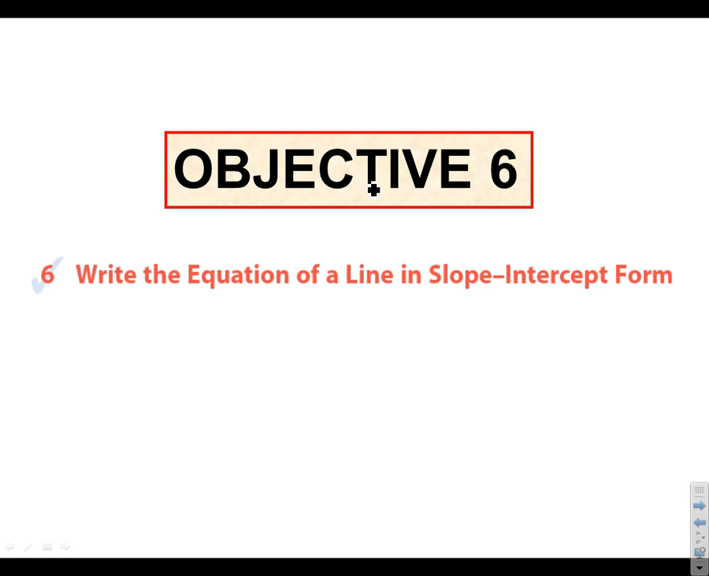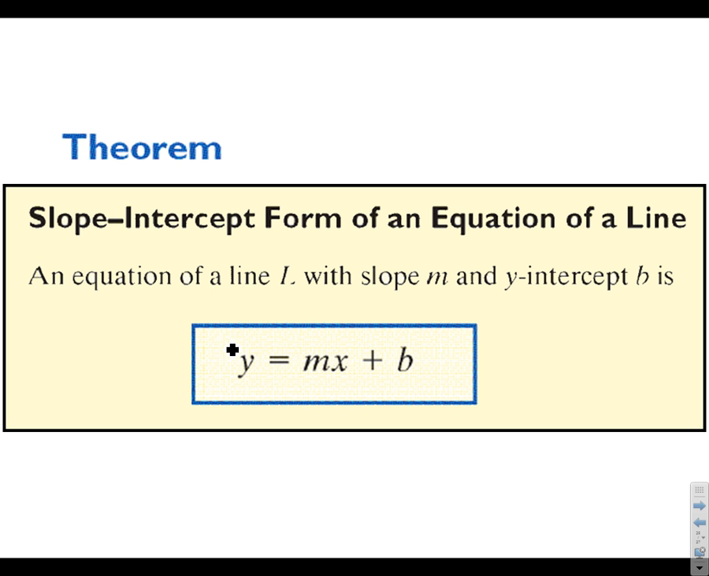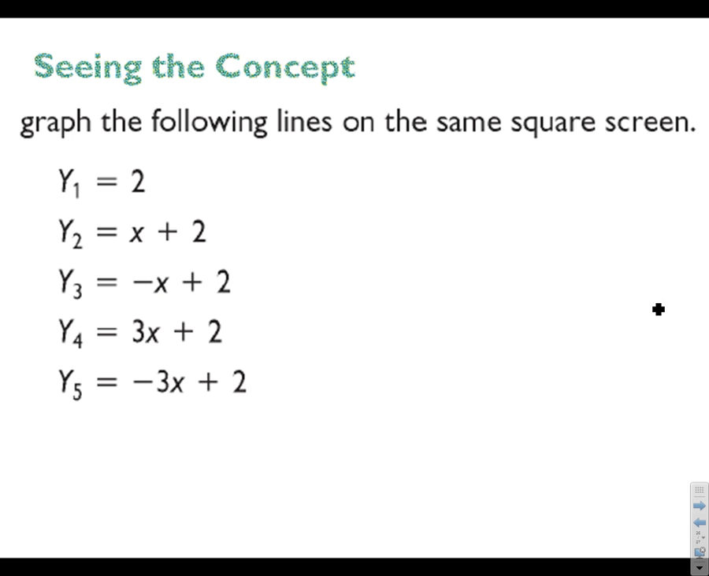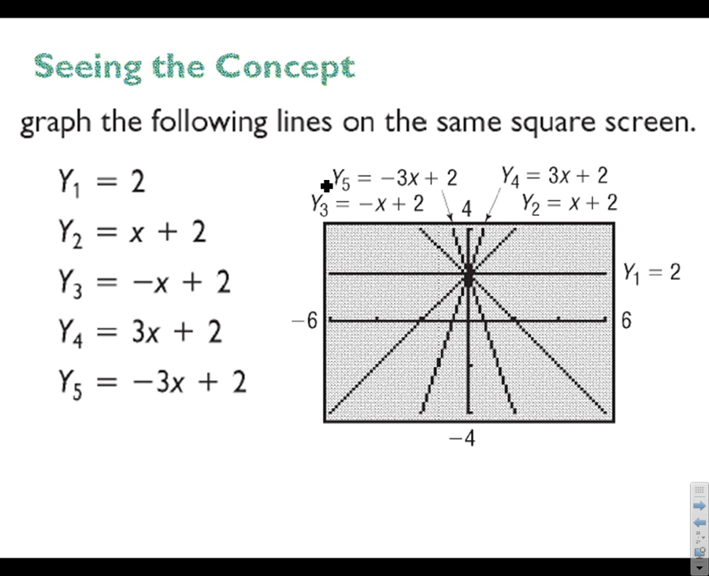Okay, last objective here for today. Write the equation of a line in slope-intercept form. We've already talked about this. Here it is again, y equals mx plus b. M's your slope, b is your y-intercept. So, we'll see here, all of these have a y-intercept of 2, and varying slopes from horizontal, 0x up here, okay, up to 3x or -3x, the steeper, these ones here, going up and down.